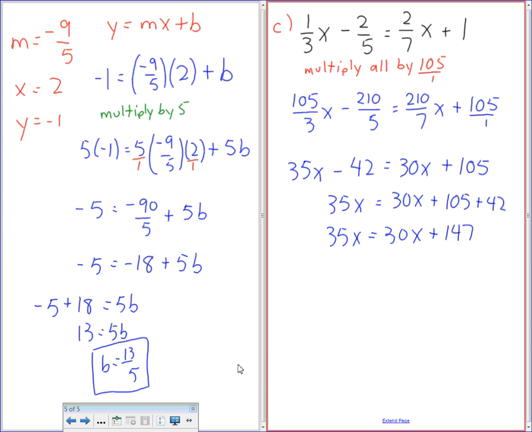Desiree, what's the next step, please? Great. Awesome. Very good. So 35x minus 30x is 147. So 5x equals 147. All right, Natalie, the final step is what? Divide by 5. So divide by 5 and divide by 5. So x is 147 over 5.